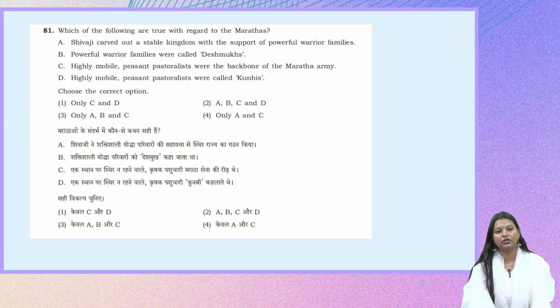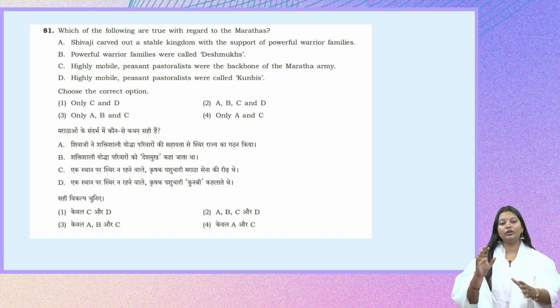The next question is, which of the following are true with regard to the Marathas? Shivaji carved out a stable kingdom with the support of powerful warrior families. Powerful warrior families were called the Deshmukhs. Highly mobile peasants and pastoralists were the backbone of the Maratha army. Highly mobile peasant pastoralists were called Kunbis.